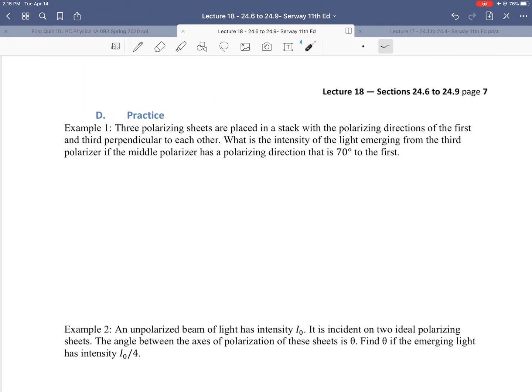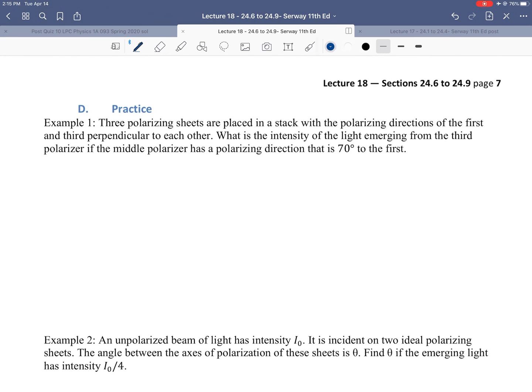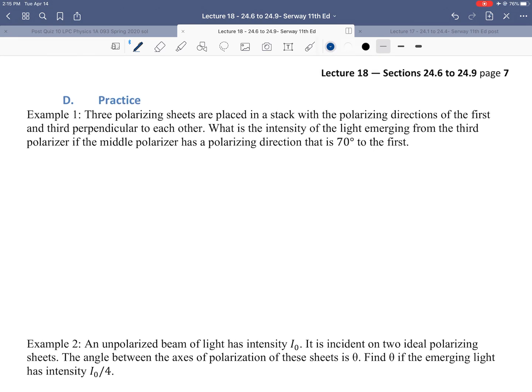Let's do some examples. So first example, we're going to look at some polarization sheets. These are just absorptive polarizers. So 3 polarizing sheets are placed in a stack with the polarizer directions of the first and third perpendicular to each other. And what is the intensity of the light emerging from the third polarizer if the middle polarizer has a polarization direction that is 70 degrees to the first?